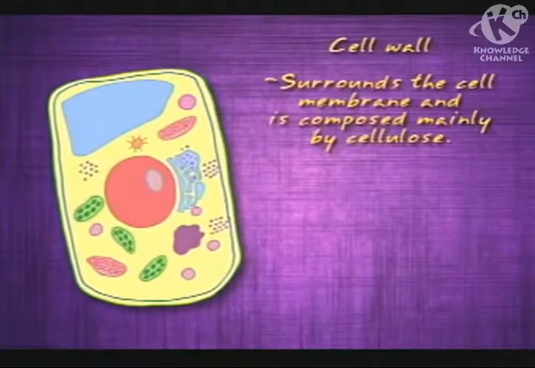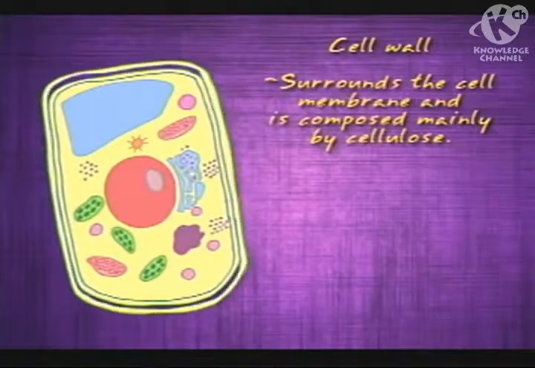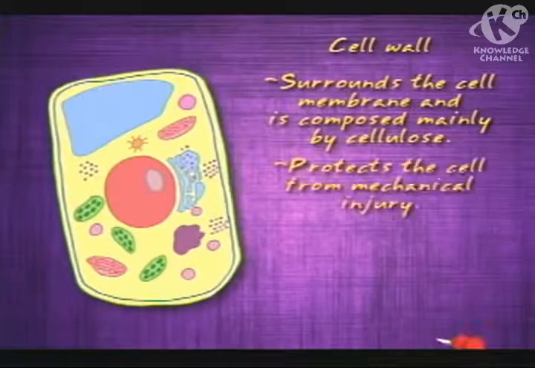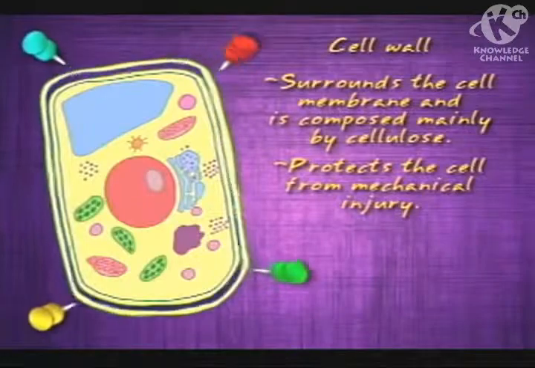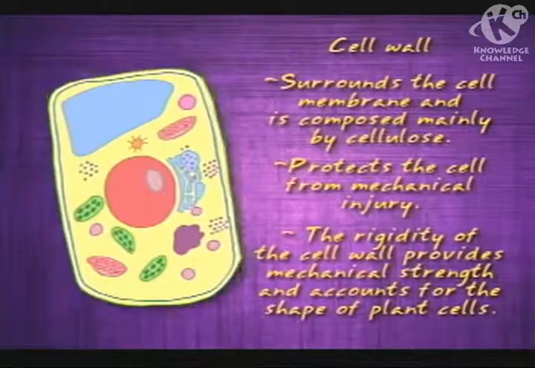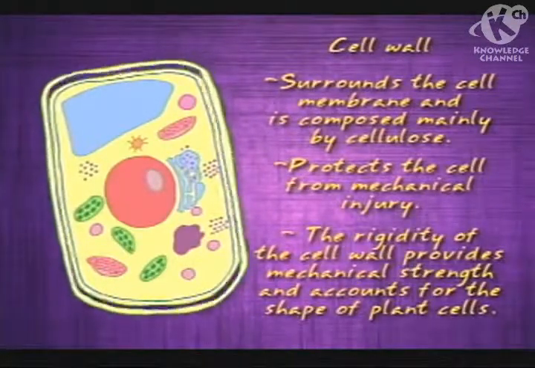Cell wall surrounds the cell membrane and is composed mainly of cellulose. It protects the cell from mechanical injury. The rigidity of the cell wall provides mechanical strength and accounts for the definite shape of plant cells.